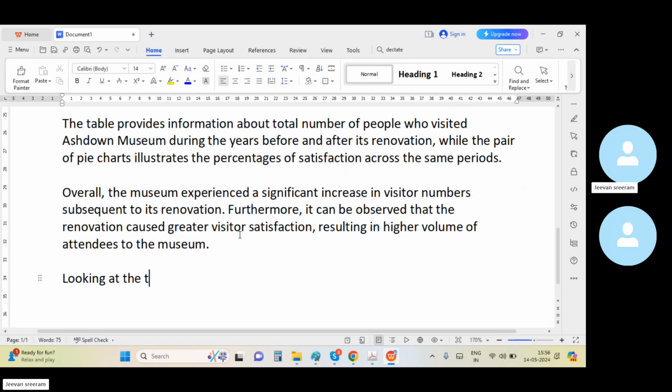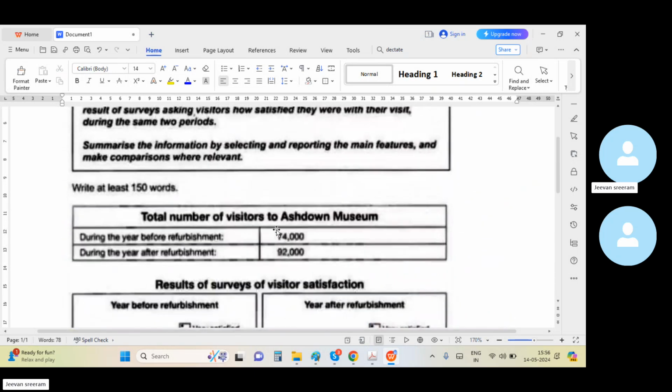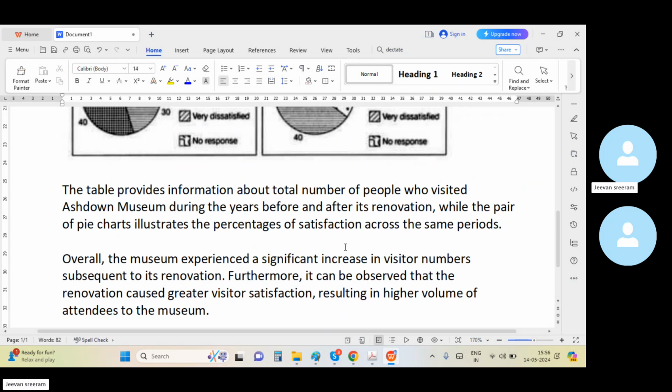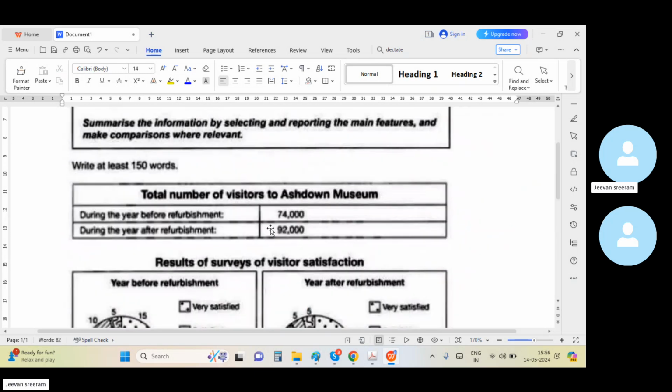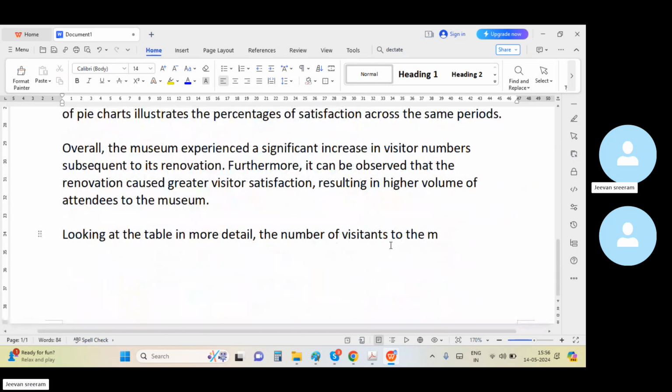The table, in more detail. Looking at the table in more detail, let's talk about this. The number of visitors or visitants. The number of visitants or visitors to the Ashdown Museum. To the museum.